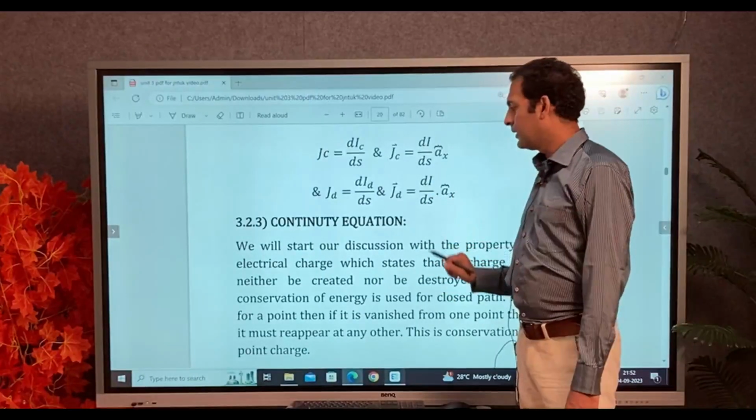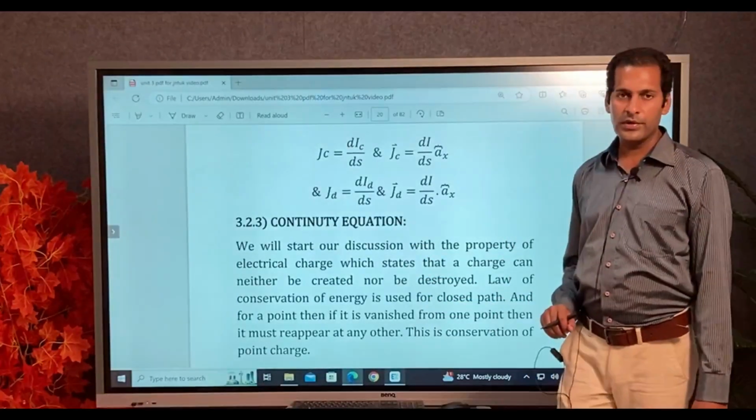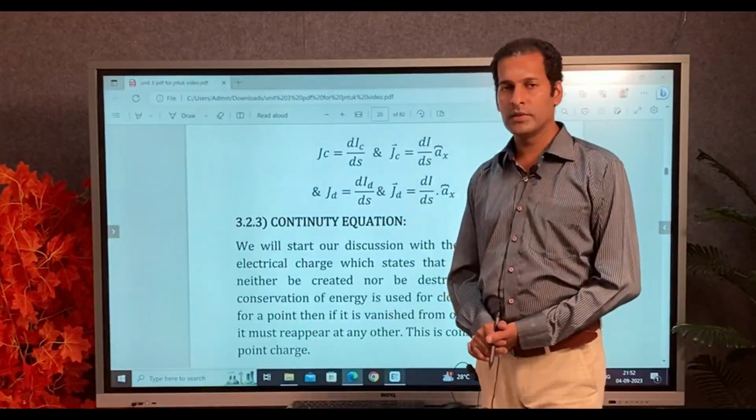Now after this we have to study the continuity equation and Poisson's equation, which we will see in the next session. Thank you.